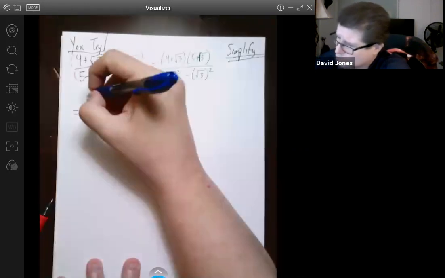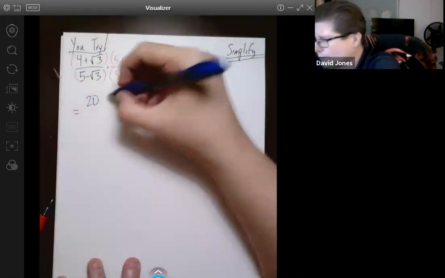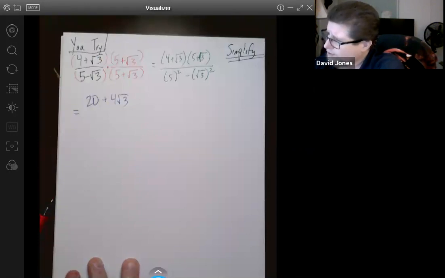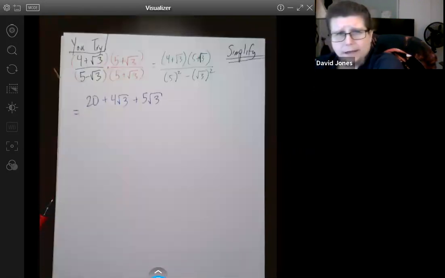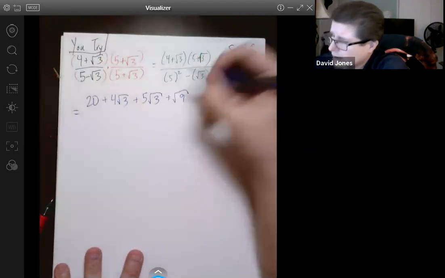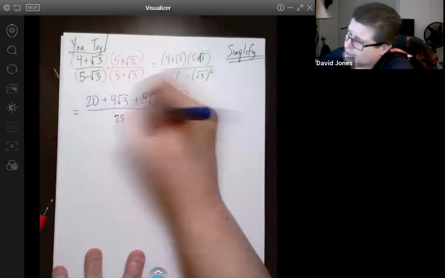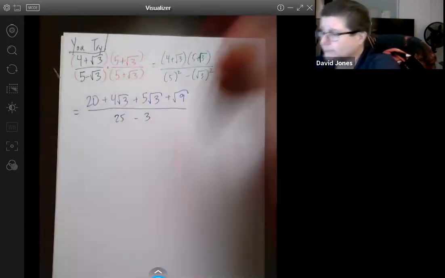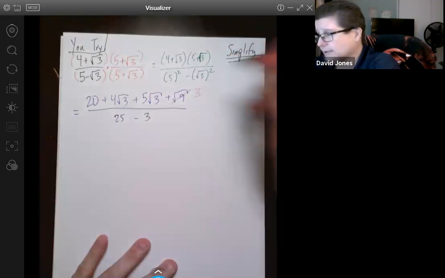So 4 times 5 is 20. 4 times root 3 is 4 root 3. And then I'll distribute the root 3. Root 3 times 5 is 5 root 3. And root 3 times root 3 is square root of 9. On the bottom, I've got 25, which is 5 squared, minus root 3 squared is minus 3. Square root of 9, though, is 3, right?